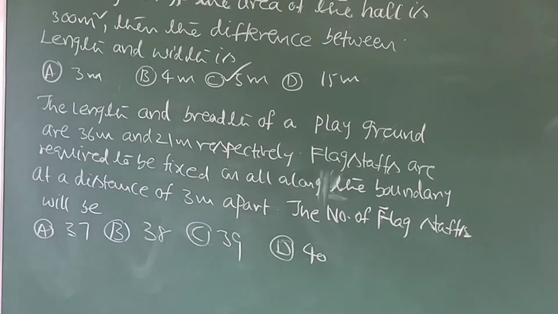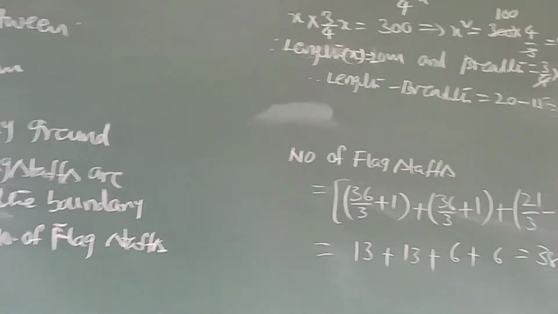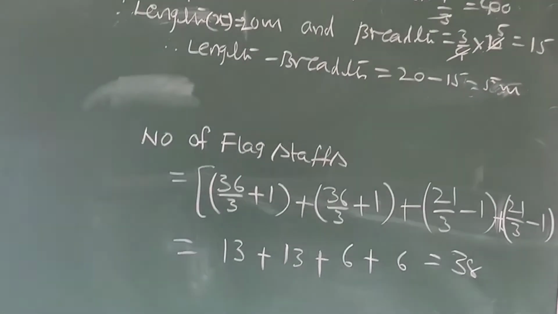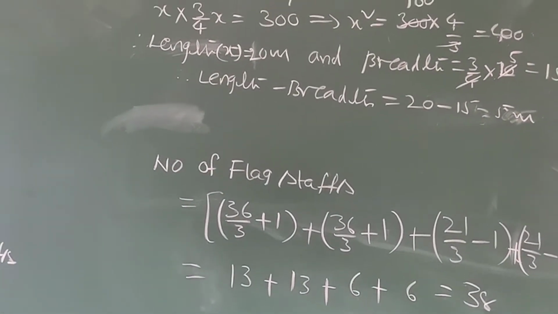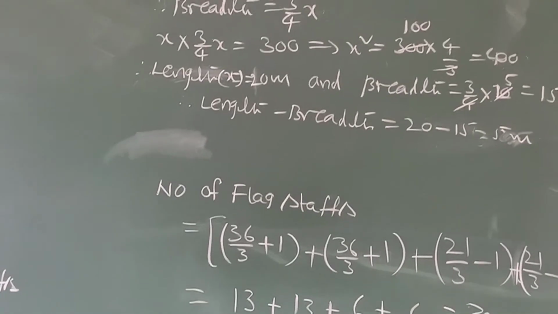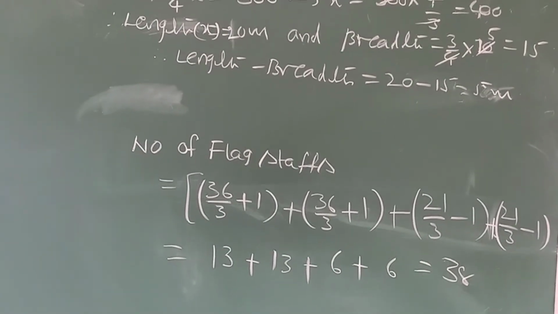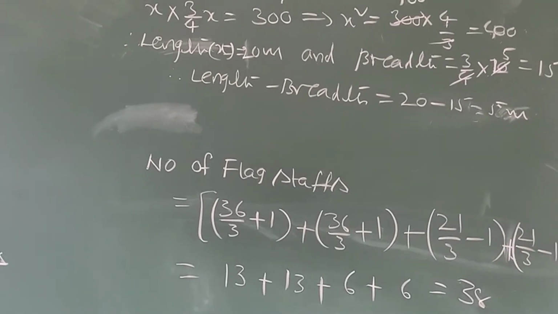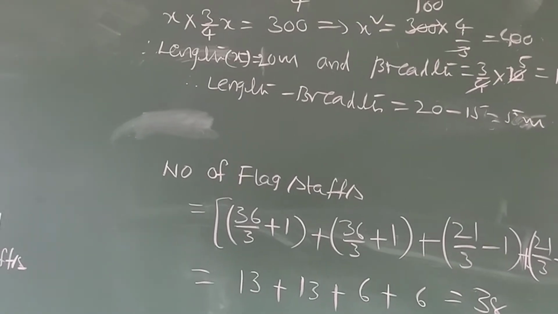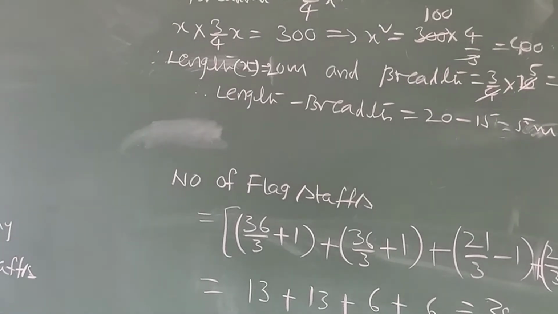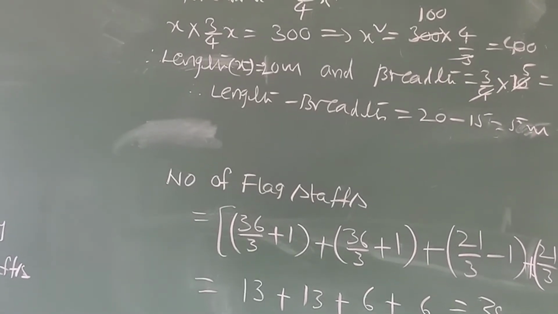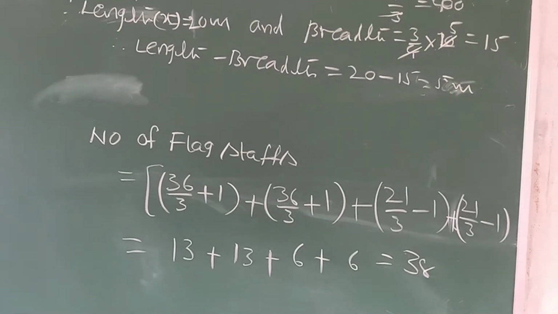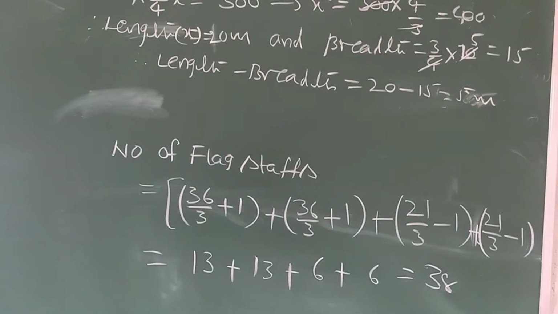Here actually you have to consider the perimeter of the playground, since flagposts are affixed on the boundary line. But the logic here is that number of flagstaffs required is length plus breadth. But when you observe this problem clearly here, 36 meters length is there, 21 meters breadth is there. Therefore, along the lengthwise, 36 by 3 plus 1, because we consider the first flagstaff also into consideration, 36 by 3 plus 1 plus on the other side of the length 36 by 3 plus 1.